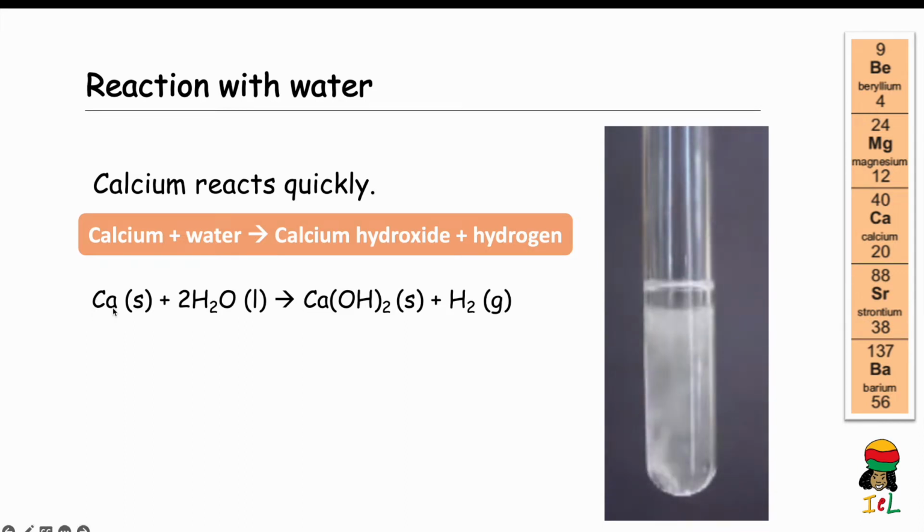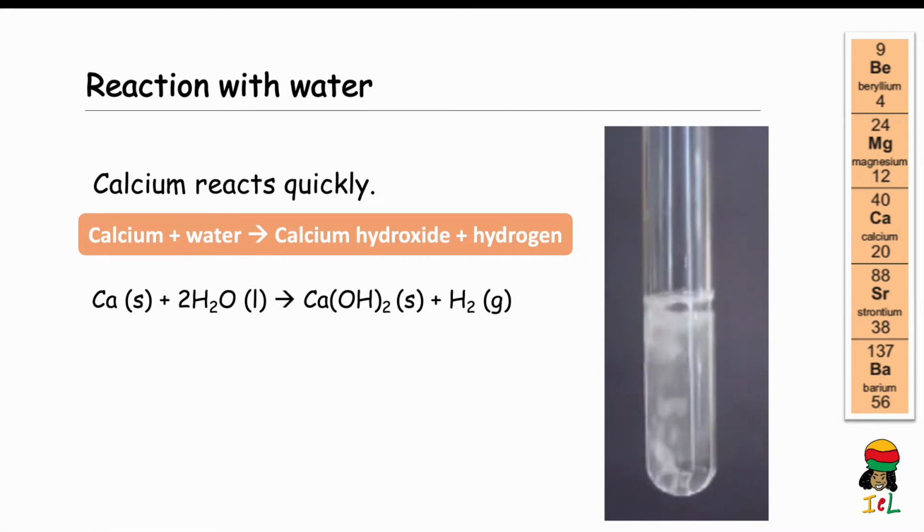We have 1 calcium on the left, we have 1 calcium on the right. There are 4 hydrogens on either side of the equation. On the left, we have 2 hydrogens times 2, that gives a total of 4 hydrogens on the left. And we also have on the right 2 hydrogens from the hydroxide plus 2 hydrogen atoms in hydrogen gas. That also gives a total of 4 hydrogen atoms. Then we have 2 oxygen atoms on the left and 2 oxygen atoms on the right.